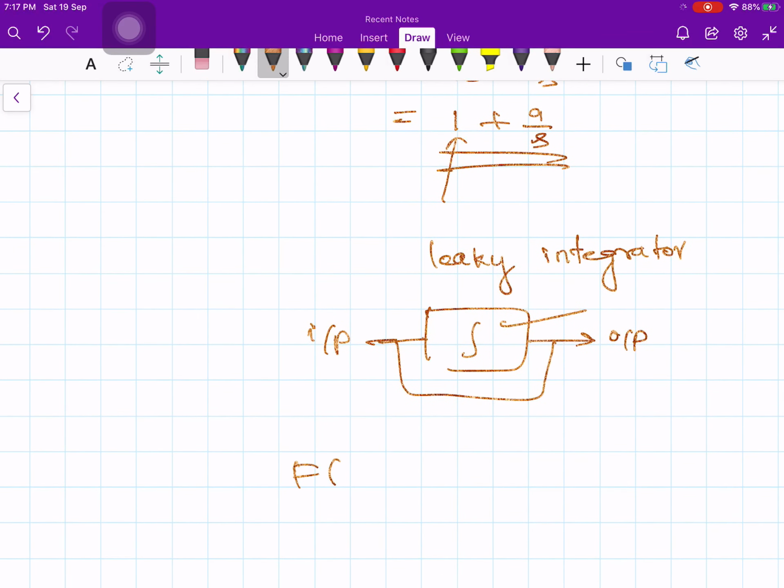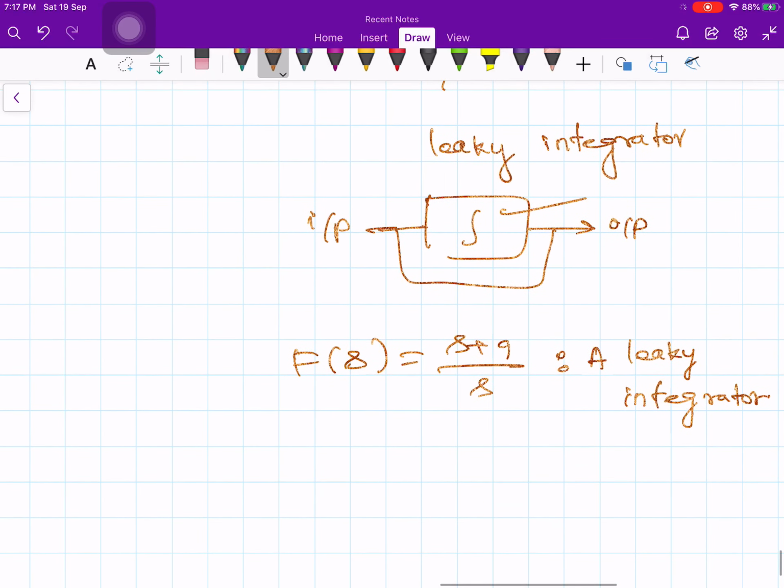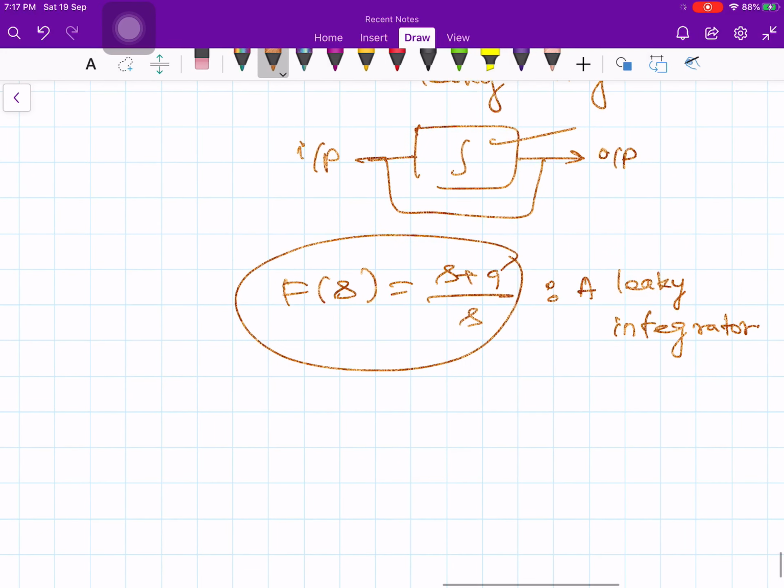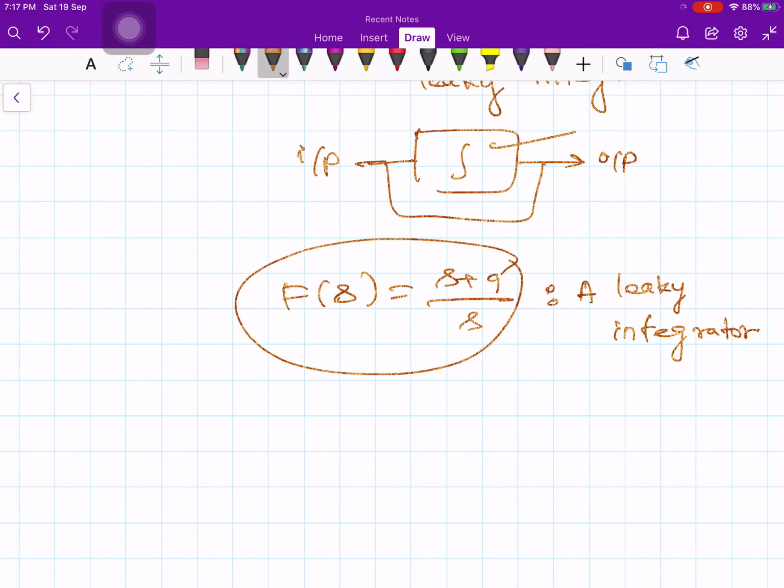So f of s is equal to (s plus a) divided by s, and this is called a leaky integrator that we are going to insert in our block diagram. Basically, let's consider the linear model for the simplicity of the discussion, because the non-linear model will become very complex now. The differential equation will be a second order differential equation now because of this extra factor. One order is contributed by this leaky integrator, and one order is contributed by the relationship between the VCO output and the VCO input.